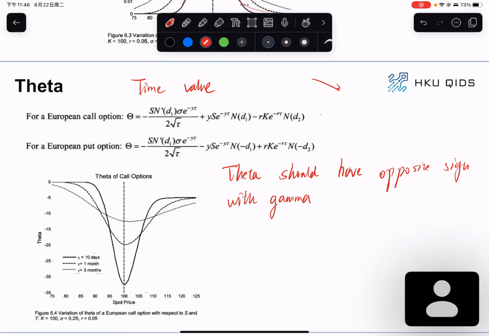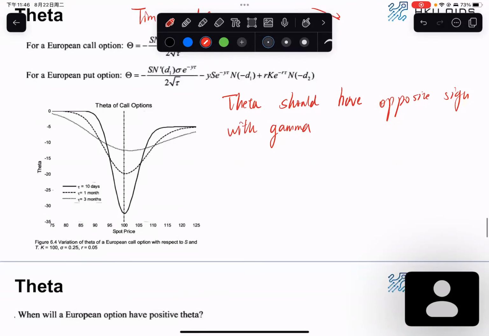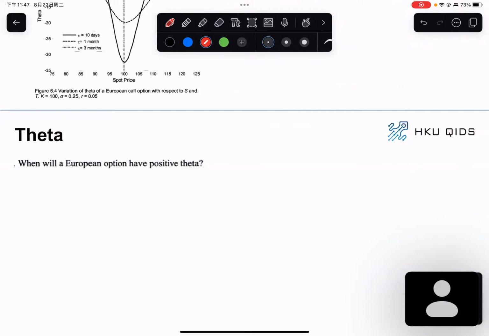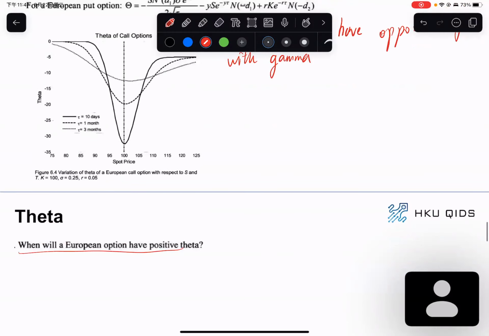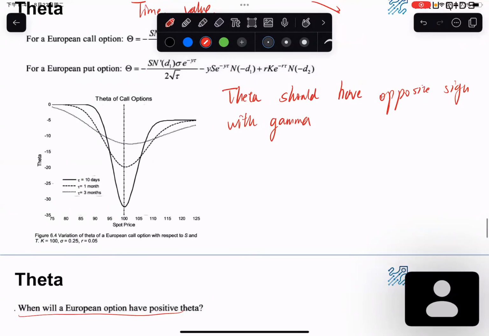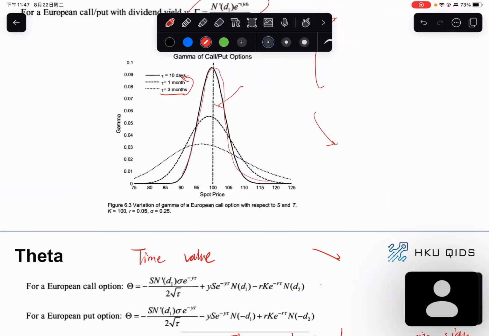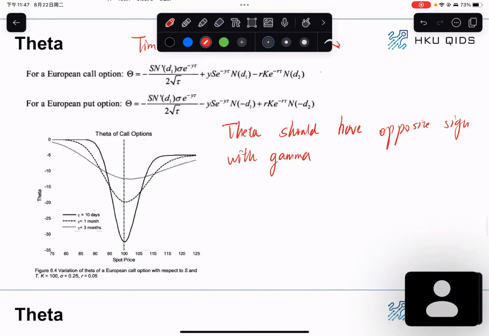鱼和熊掌不可兼得. But are there any extreme cases? Yes, there are. Like this question said, when will a European option have positive theta? Because if you long a position, it seems to always be negative. But it's already shown in this picture. You can see that gamma is symmetric, right? This plot is symmetric. But theta is asymmetric. Why is that the case?